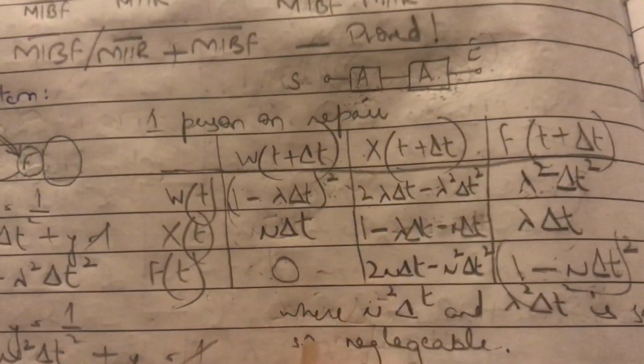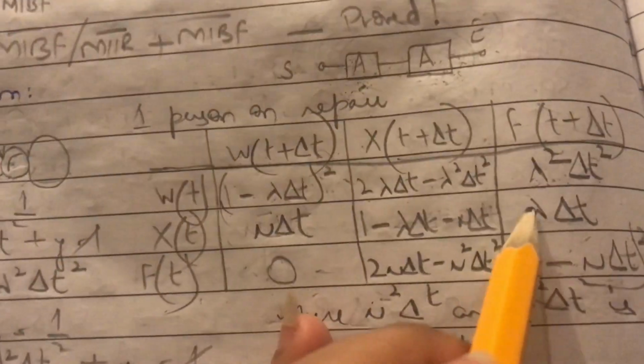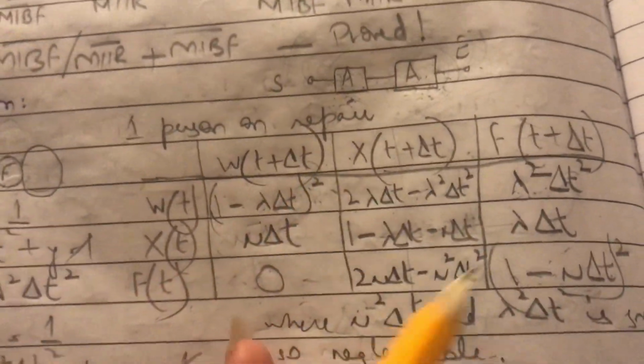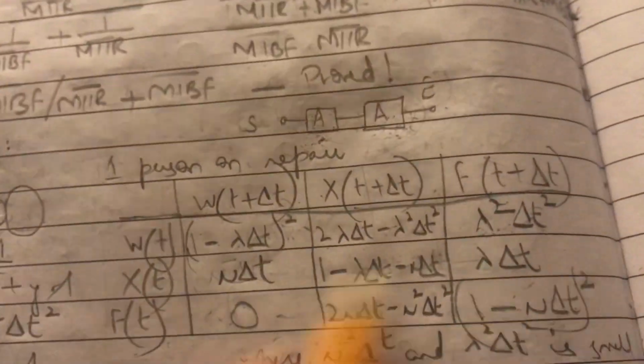Okay, now what remains is this x part and this middle part, the column and the middle row. These things are remaining.